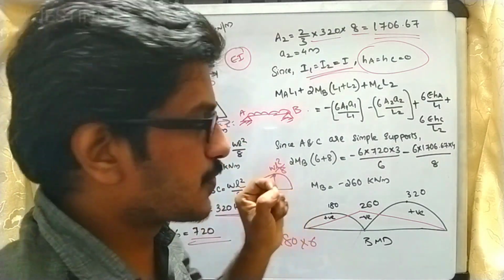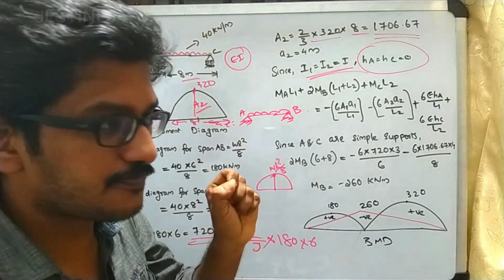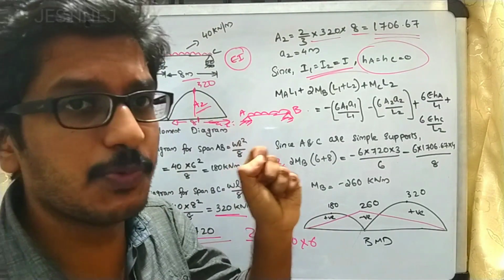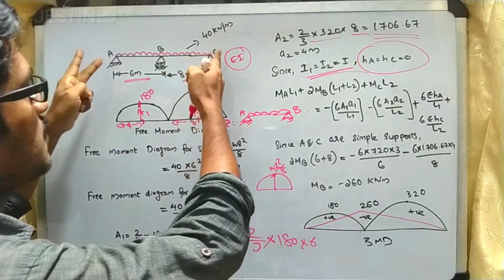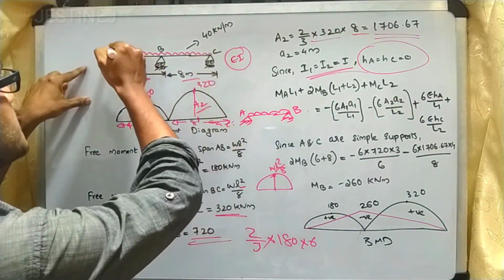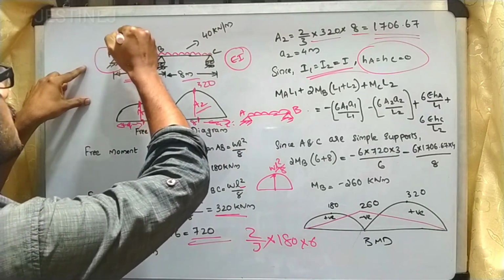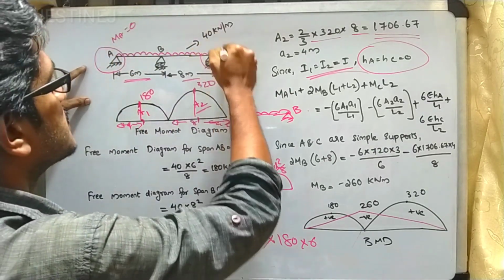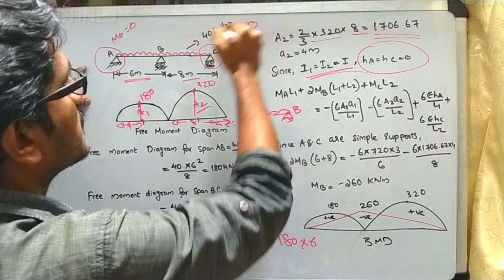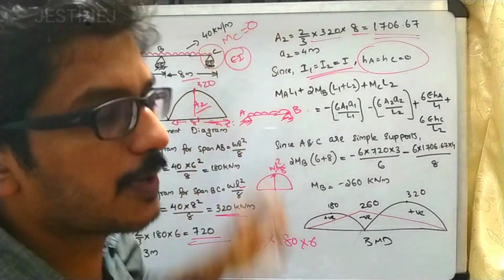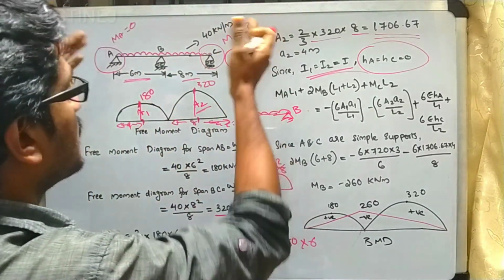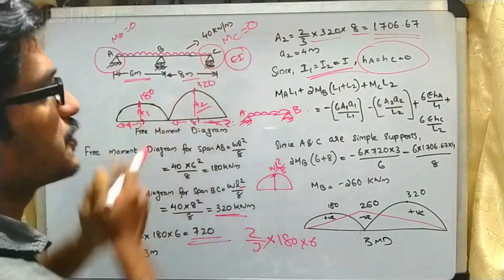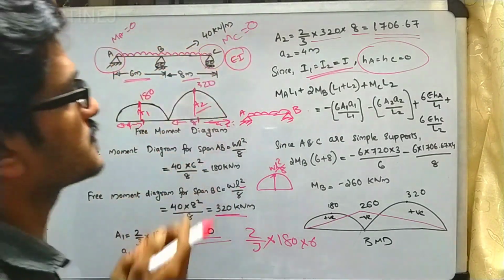One more thing: while deriving, I explained about the end moment diagram. In this case, what about the end moment diagram? MA is going to be 0 and MC is also going to be 0. So there is no need for the end moment diagrams, because they are simply supported ends. That's why MA and MC are equal to 0.